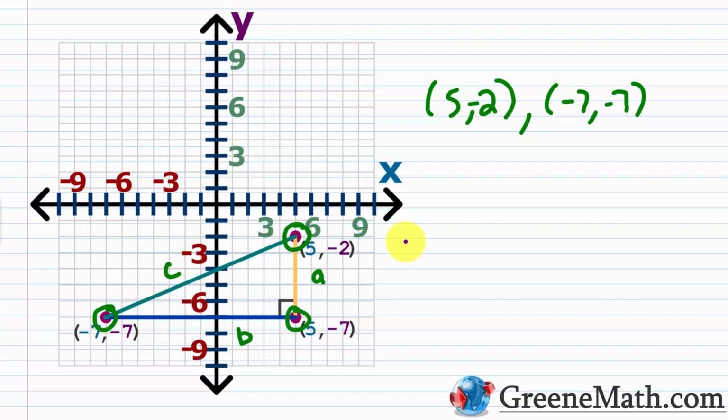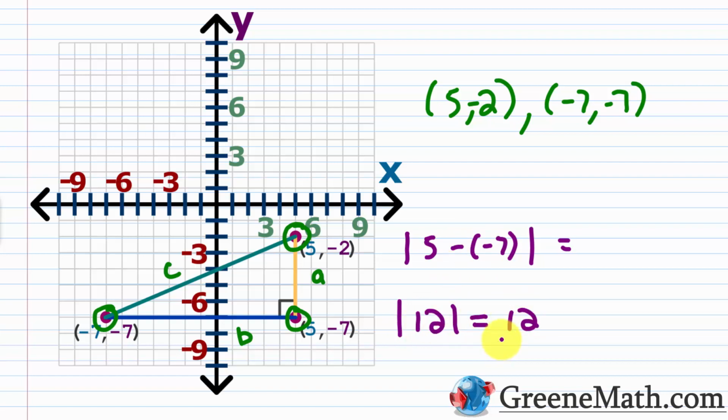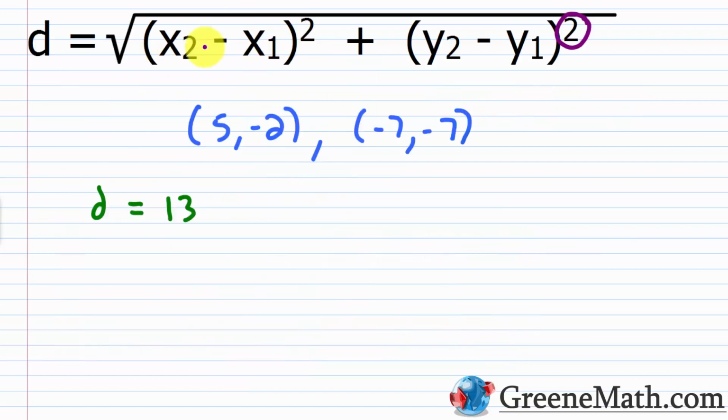So I can either do the absolute value of 5 minus a negative 7, or I could do the absolute value of negative 7 minus 5. It gives me the same answer either way. So this would be equal to what? This would be equal to the absolute value of 5 plus 7, which is 12. So the absolute value of 12 is 12. Okay, so again, if I go back up, I'm looking for the difference in x values. And again, if it's negative 12 and I square it, I get 144. If it's positive 12 and I square it, I get 144. So I don't need absolute value bars in that case.